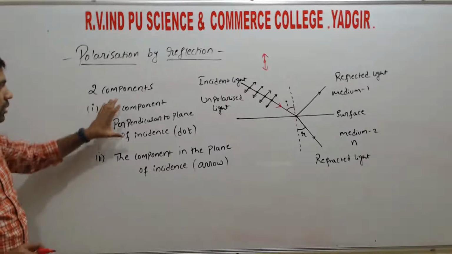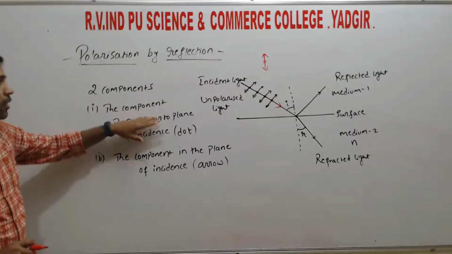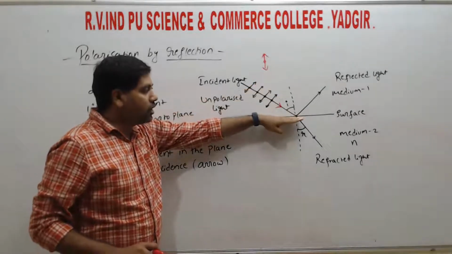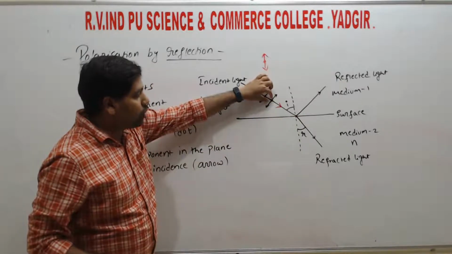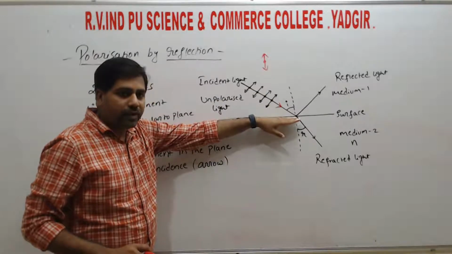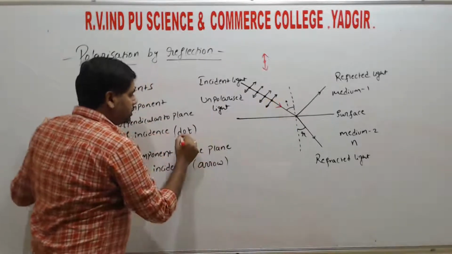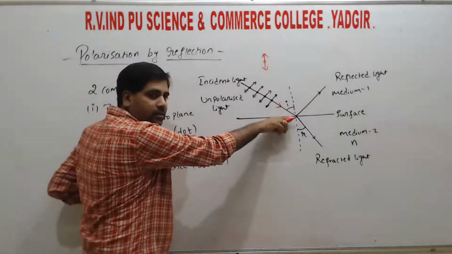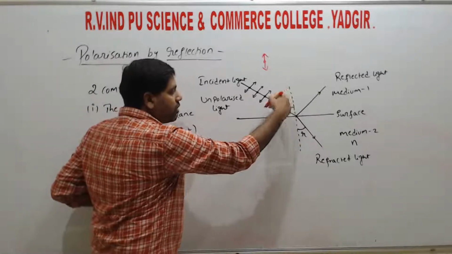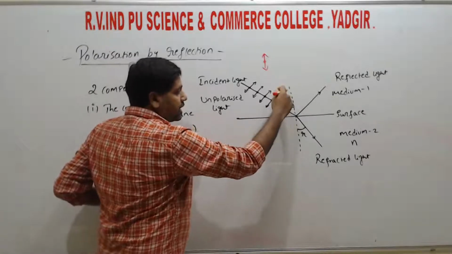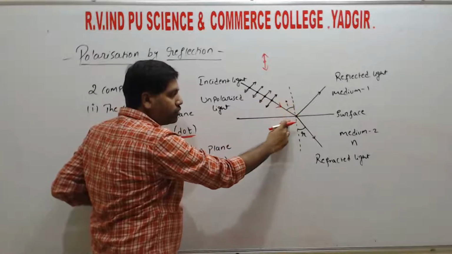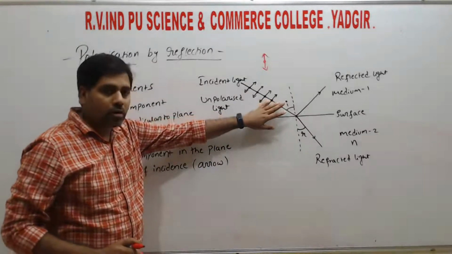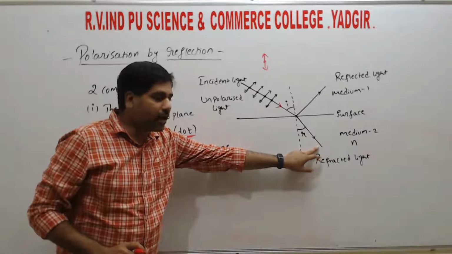Next, if we study the first one, the component which is perpendicular to the plane of incidence is always parallel to the refracting surface. So these dot components are always parallel to the surface which separates the two media, right? Because these are vibrating into the board. So these are always parallel to the refracting surface. Hence the percentage of the dot components is the same in the refracted light.